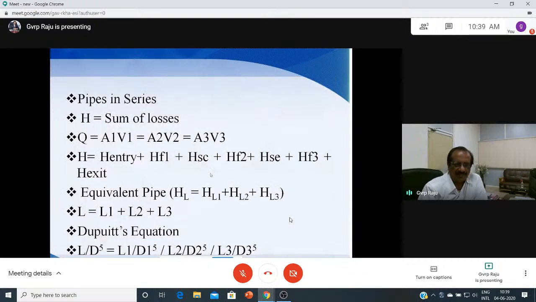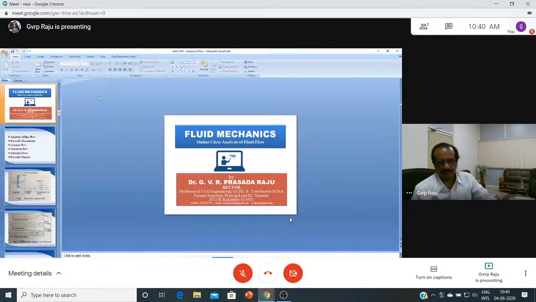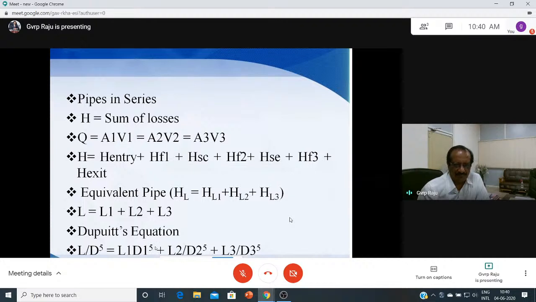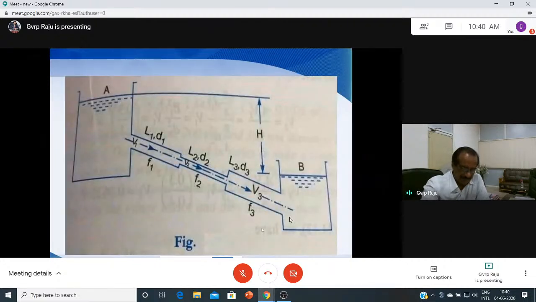So the equivalent pipe: suppose the three pipes are replaced by a single pipe of length L and diameter D. In that case, the length is equal to L1 plus L2 plus L3. This equation is obtained based on the losses for the single pipe being equal to the losses for all the pipes. So L by D to the power 5 is equal to L1 by D1 to the power 5 plus L2 by D2 to the power 5 plus L3 by D3 to the power 5. Based on that, you can find out the length and the diameter of the equivalent pipe.